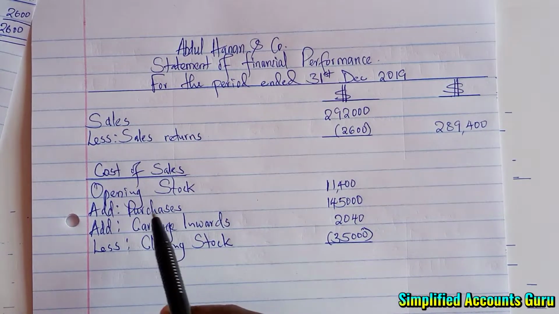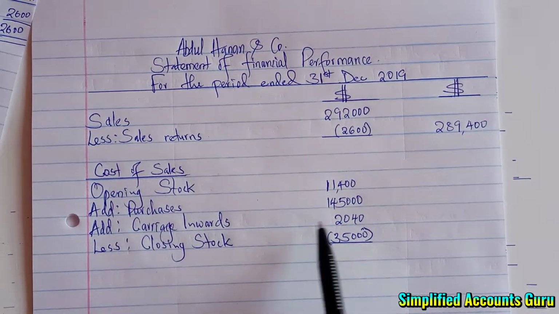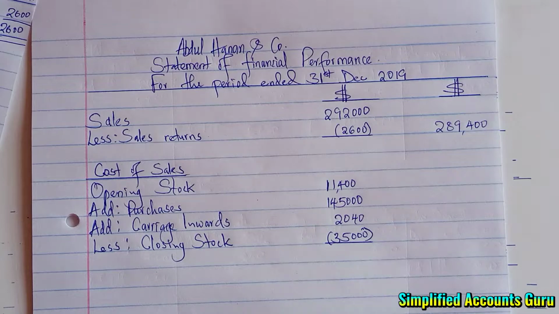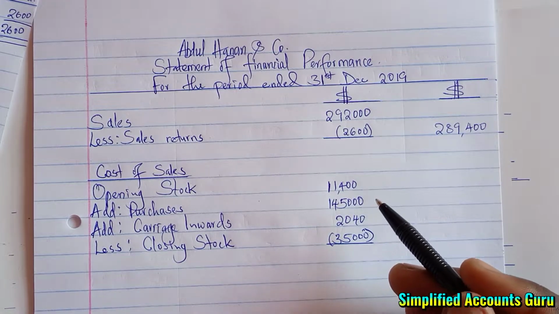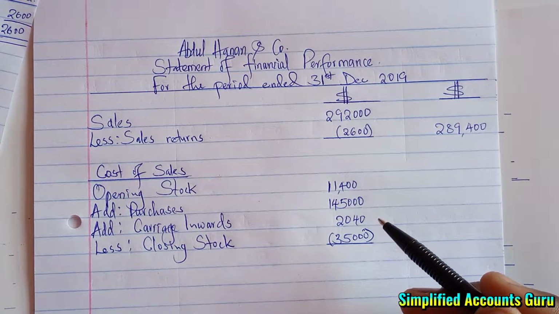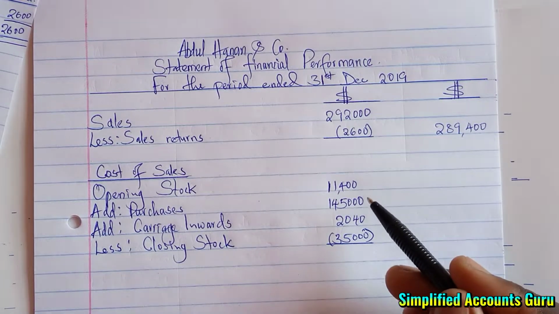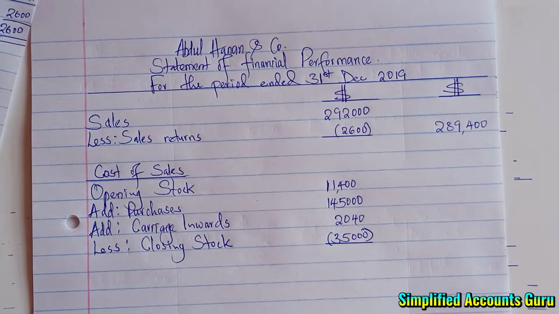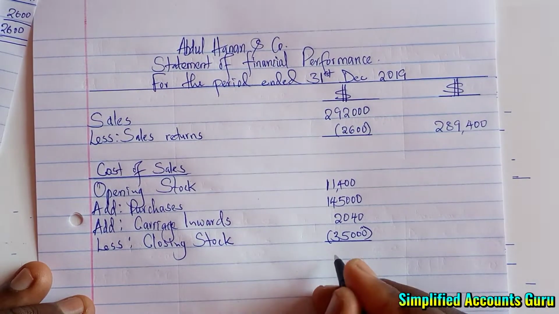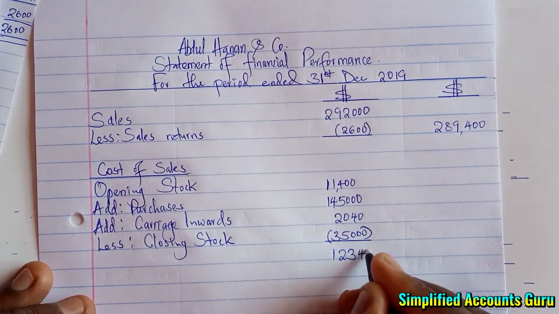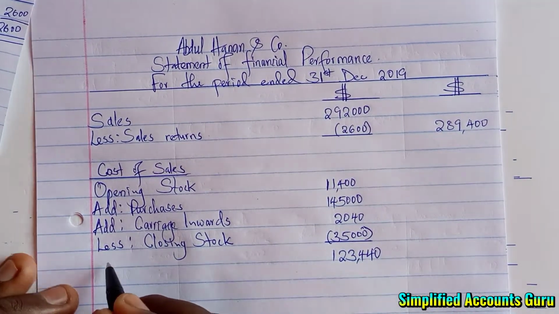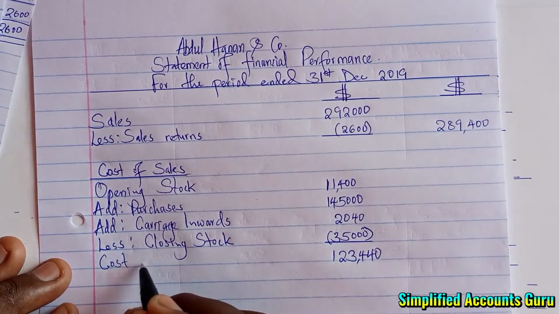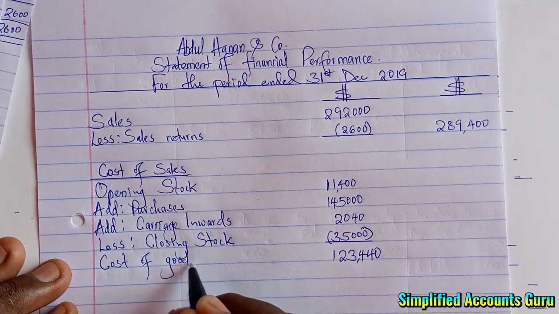Now, if you take opening stock plus purchases plus carriage inwards, that one should give you the total value of goods available for sale. So the total goods available for sale would be $158,440 minus $35,000. And then you'll get the cost of goods sold. So you'll have $123,440. This is the cost of goods sold.